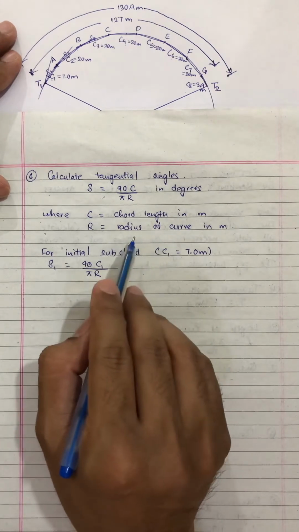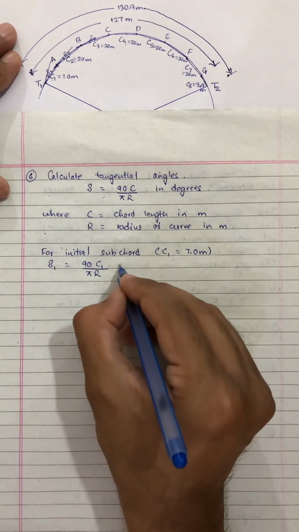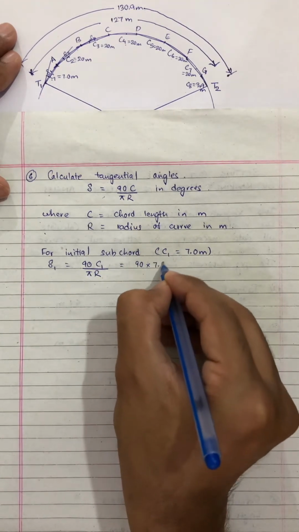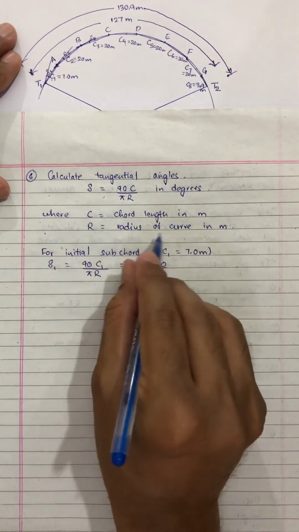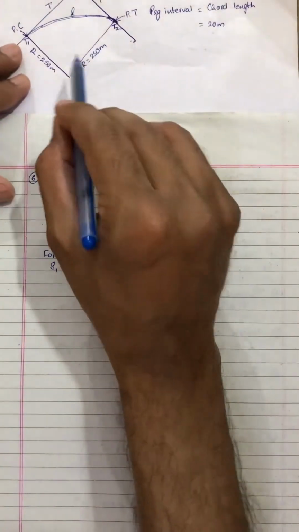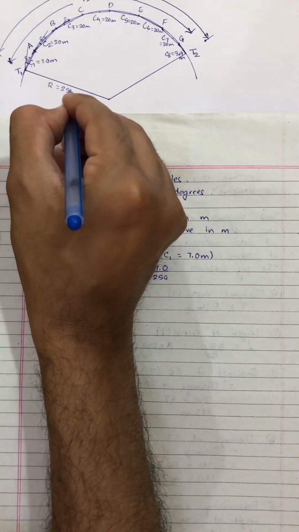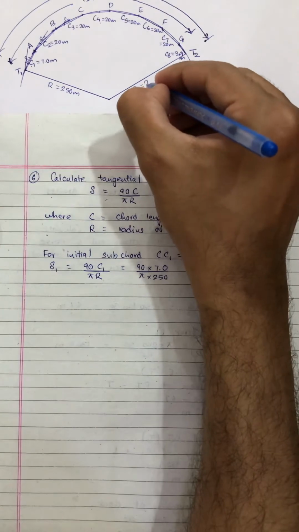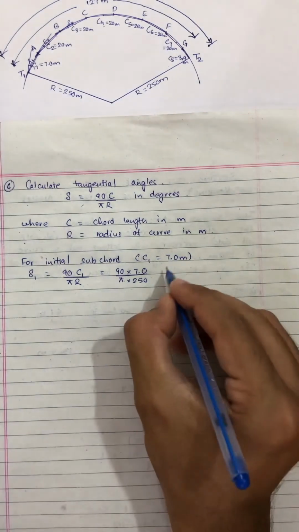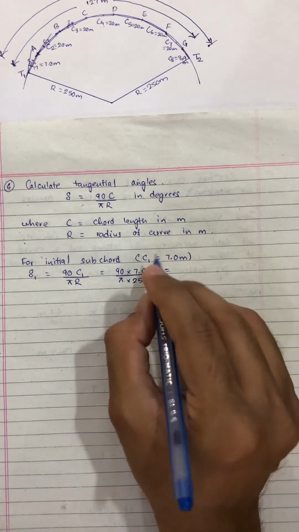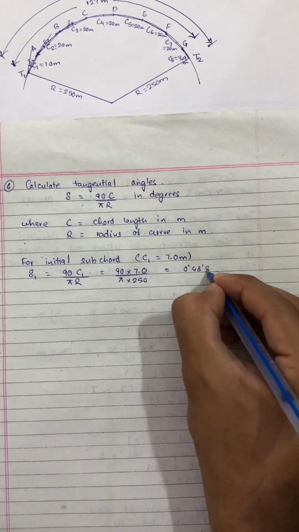Now here the radius of curve will be common in all the formulas. Only thing is that this C value will change. So this will become 90 into 7 upon pi into 250, because radius is given as 250 meters. This r is equal to 250 meters, and it will be common for each and every value. So this del 1 comes out to 0 degree 48 minutes 8 seconds.